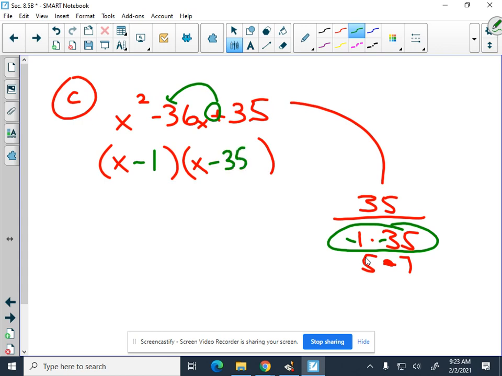Now, one of the things I always tell students to check, to me it kind of looks like a mouth and a nose. Those are the eyes then. But if you check this, x times negative 35 would be negative 35x. And negative 1 times x is negative 1x. That's negative 36x. Okay.